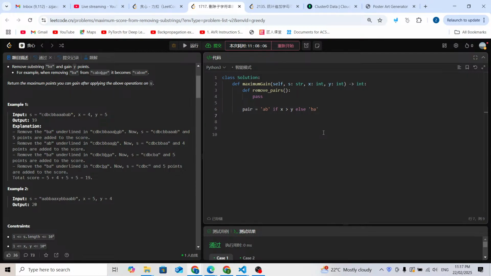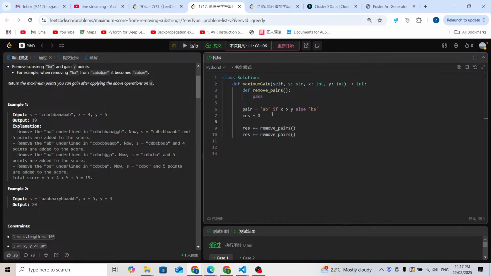So I'm going to prepare a final result. The result is going to plus equal to, I'm going to call this remove pairs. After that, I'm going to still call the function, but inside it's going to be different, because while I'm calling the function for the first pass, for example this one, the string S is going to change.